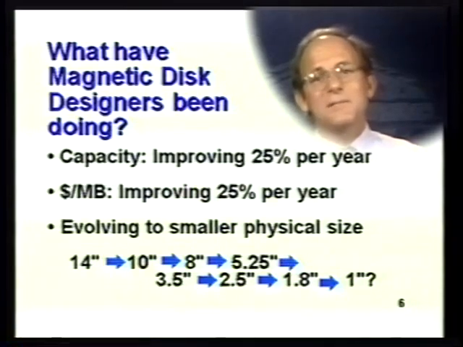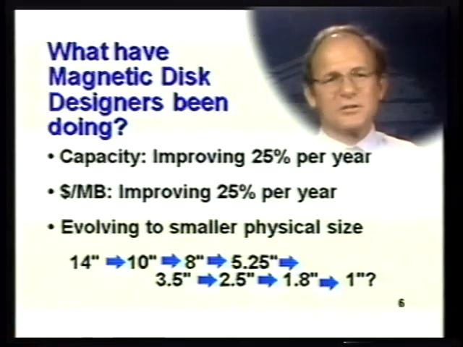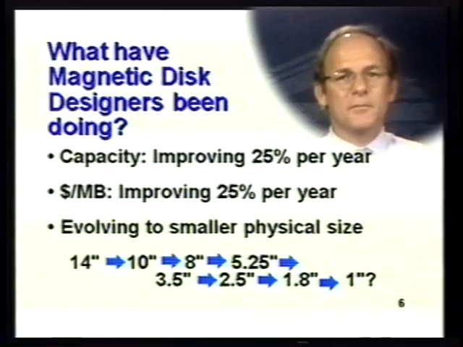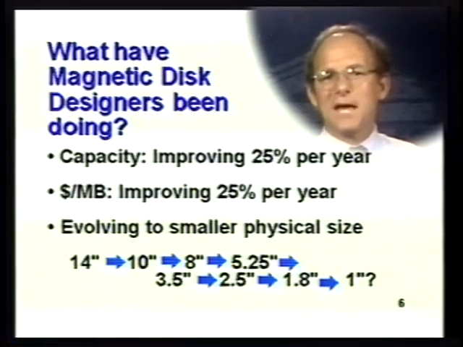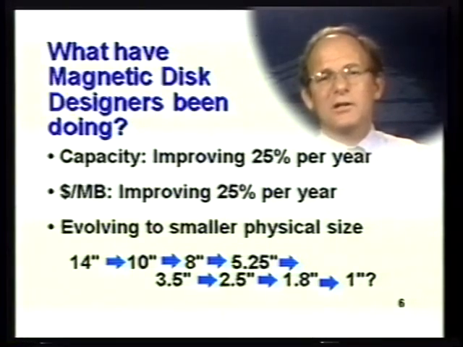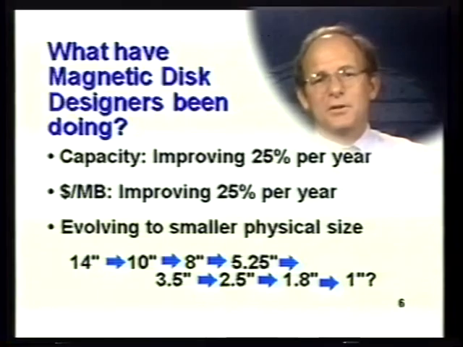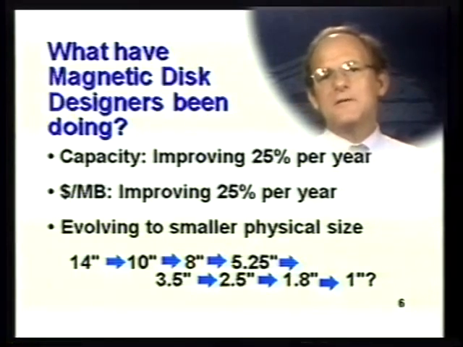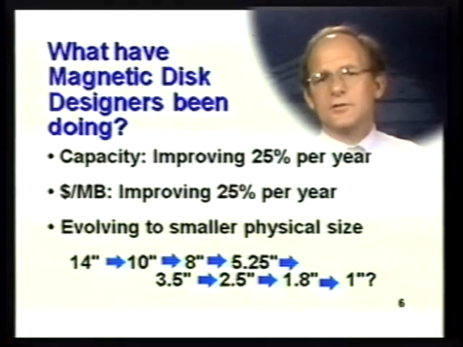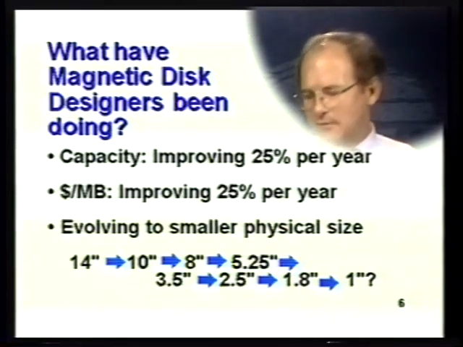So what have our colleagues in magnetic disk design been doing all these years while we've been making processors faster? They've been concentrating on capacity and dollars per megabyte. They are improving at about 25% per year historically, and more recently at about 50% per year, both of those measures. The other thing that they've been doing is evolving to smaller disks, from things that were the size of washing machines or refrigerators to things that you can fit in your hand.